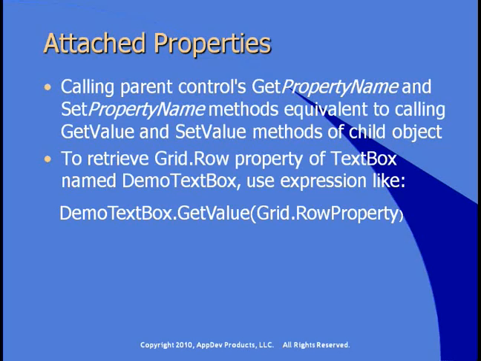So that's how every child control within a container that has attached properties gets the value of that attached property. We'll see code like this in a future example where we retrieve the value of that grid.row property in code. This is just the syntax, not exact code. In a future example, we'll see how that works.